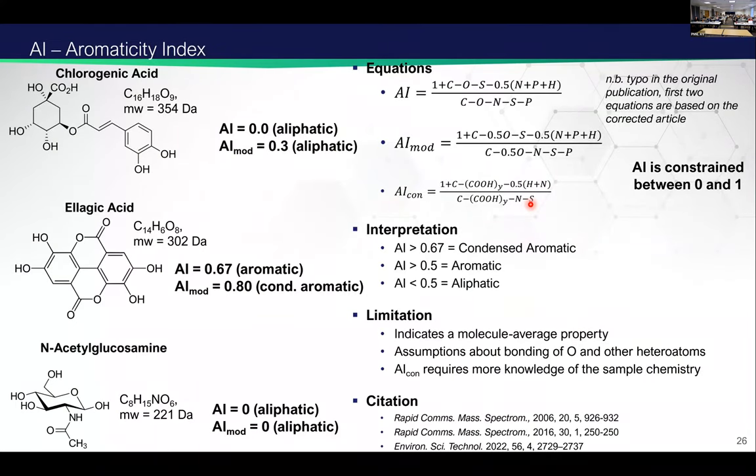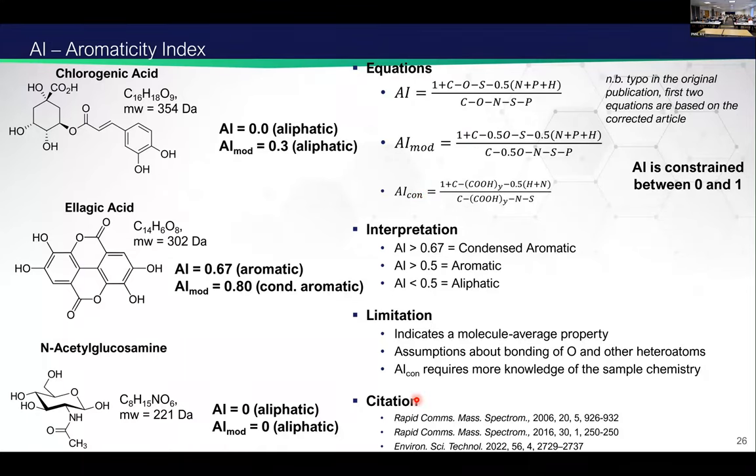An extension of double bond equivalence came out in the mid 2000s, the aromaticity index. This is very popular. There are limitations associated with it as well, but one of the critically important things is that this does now include oxygen in the equation. And you get a number between zero and one. If it would fall below zero, it's set to zero, and if it falls above one, it's set to one. The interpretation is that if it's less than 0.5, the molecule average is aliphatic, and if it's above 0.5, the molecule average is aromatic. Above 0.67, it's a condensed aromatic. Now you might notice there are three equations on here, and that's because it's not a perfect equation, and there are assumptions made with this.